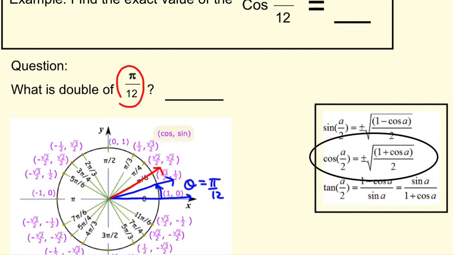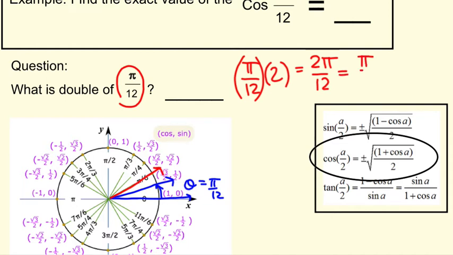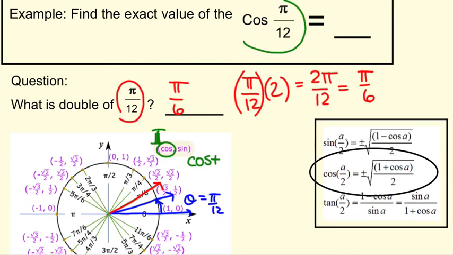I'll show you how to do that. You take pi over 12 and multiply it by 2 like we did in the last example. We multiply across, 2 pi over 12, and then reduce it by 2, and we get pi over 6. So the double of pi over 12 is pi over 6. Since this angle falls in the first quadrant, cosine will always be positive. Now we choose the appropriate formula. Since we're asking for the cosine of pi over 12, we choose this second formula, which is circled, and it's going to be positive because it falls in the first quadrant.